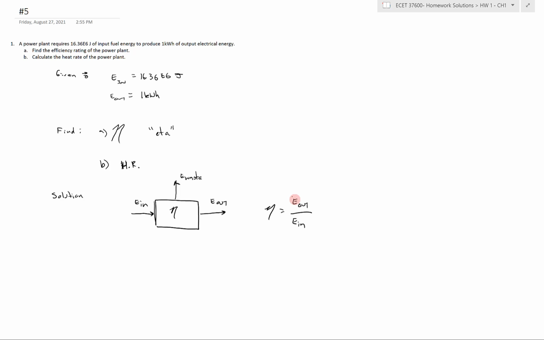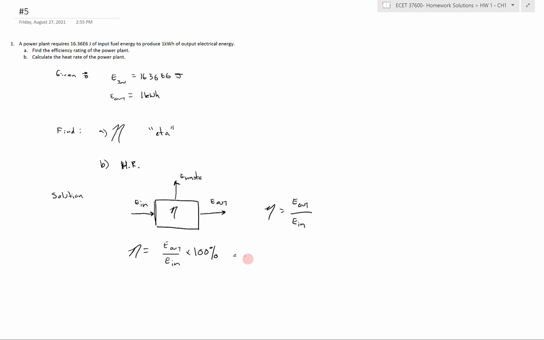So we know to calculate the efficiency of this plant, eta, man, that's a terrible eta. Sorry about that, everybody. That's embarrassing. Eta, that's better. We need E out over E in. That's going to give us a decimal. We usually like to write efficiencies as a percentage. It's 50% efficient or 25% efficient. So we're going to multiply that by 100 to get our answer.